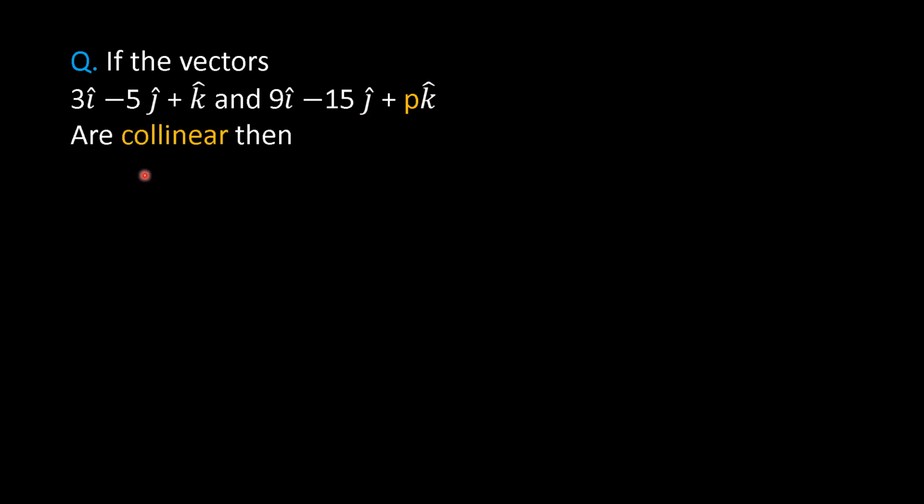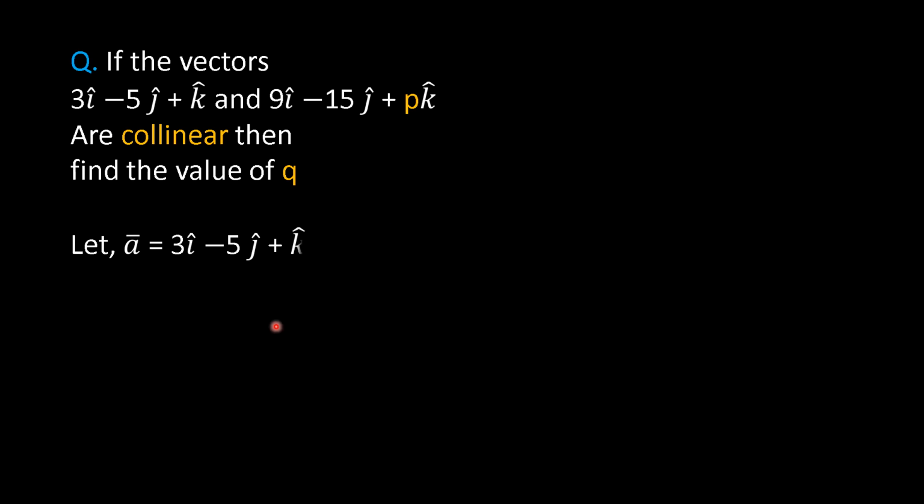If the vectors 3i minus 5j plus k and 9i minus 15j plus pk are collinear, then we have to find the value of p, which is this. We will name the vectors as a bar equals 3i minus 5j plus k and b bar equals 9i minus 15j plus pk.